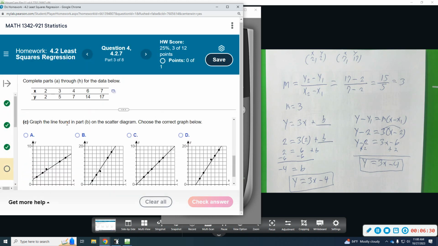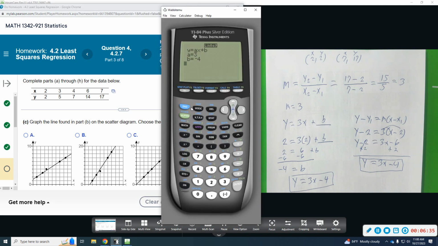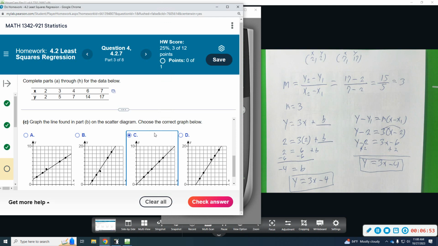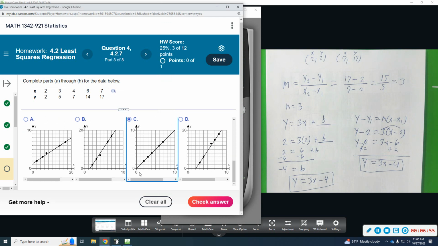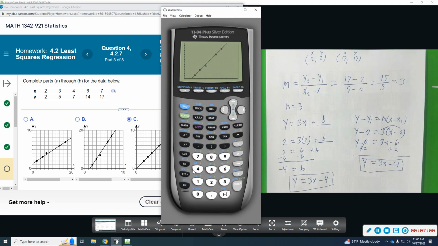We're going to graph the line found in part B with the scatter plot. So I'm going to go y equal. I'm going to type in 3x minus 4, and then just let that graph. It goes through almost all 5 points. It touches them pretty close. Based on that, I want to say B looks the best.